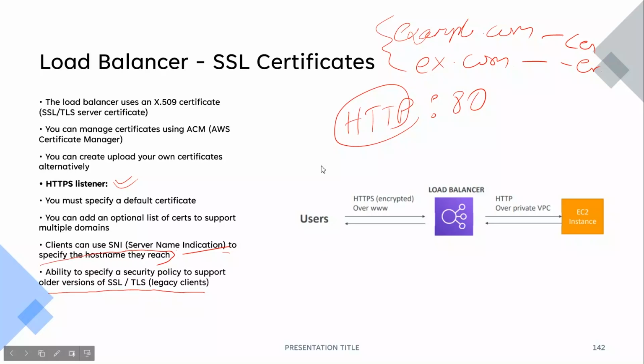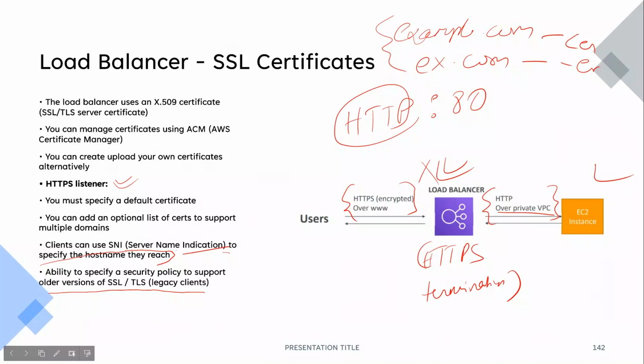Now what happens over here? This is where HTTPS termination happens, right? Users send HTTPS encrypted traffic to your load balancer. Then your load balancer terminates that HTTPS connection and establishes an HTTP connection over the private network to your EC2 instance. Same thing that we discussed previously.